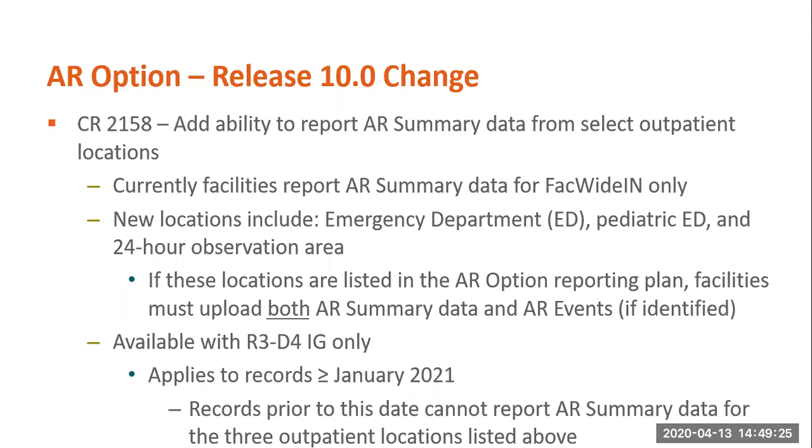If these locations are listed in the reporting plan, then facilities must upload both AR summary data and AR events if they've been identified. And again, this feature is only available via the R3D4 IG only, so records greater than or equal to January 2021. For records prior to this date, we will not be accepting AR summary data from these outpatient location types.